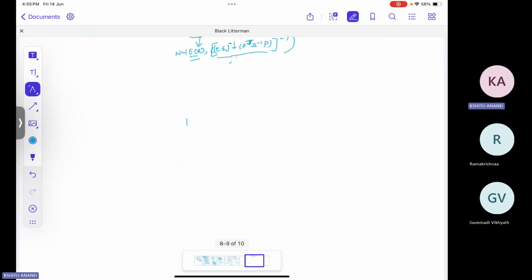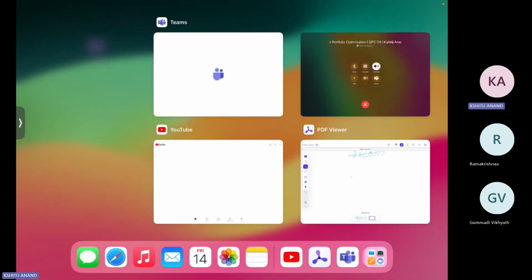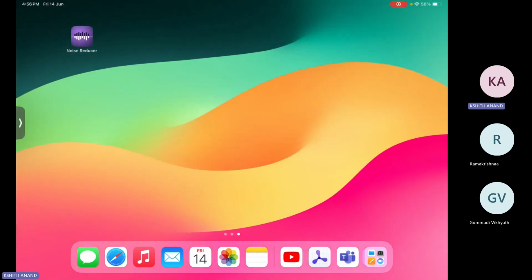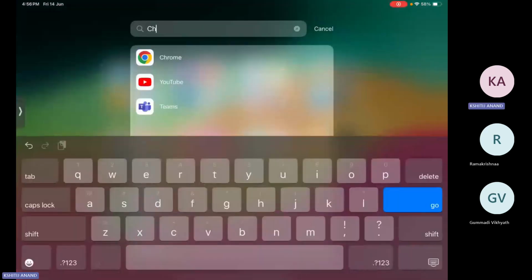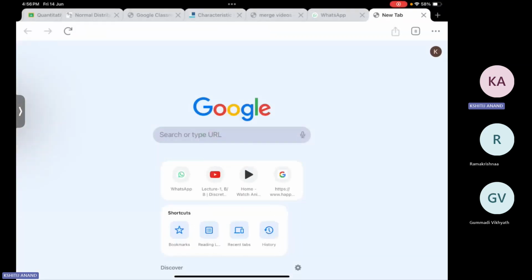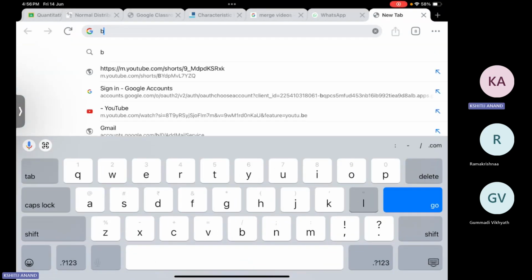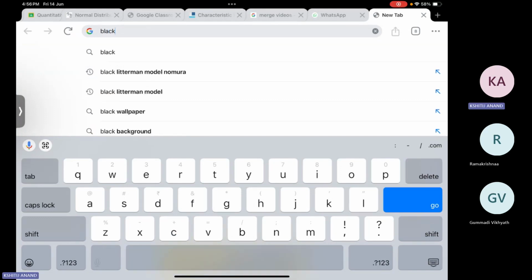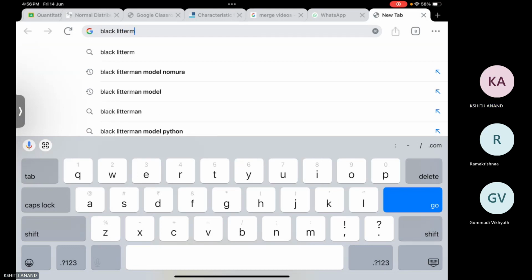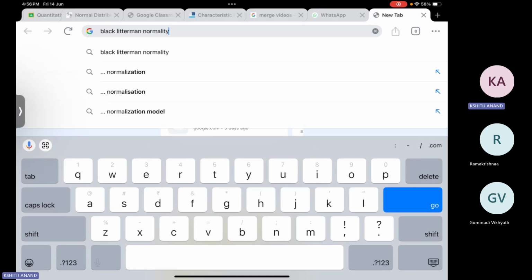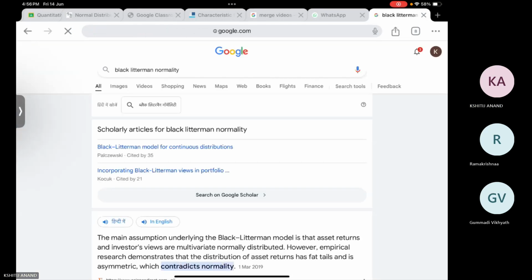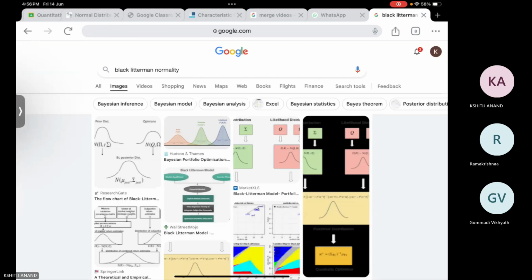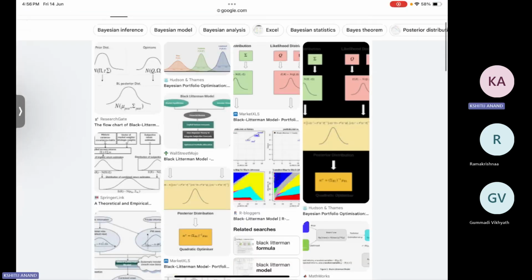I can tell you there is a famous image in the Black-Litterman model. I will end today's class with that model. So if I can see Black-Litterman, yes, this is the image.